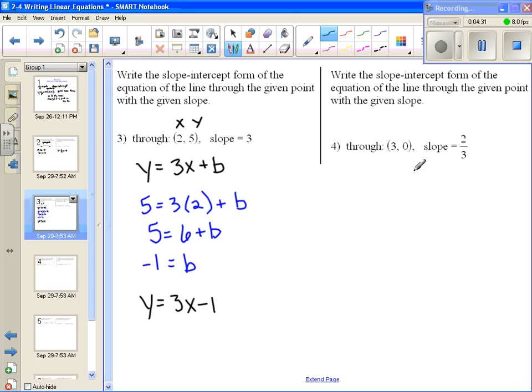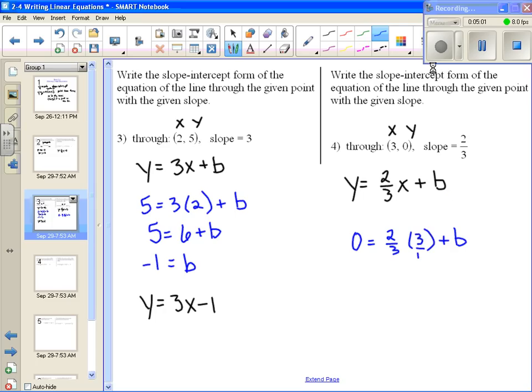All right, so let's give this one a try. If we start by saying we know the slope, so y equals 2/3 x plus b, and we don't know the y-intercept, but I do know that when x is 3, y is 0. So I'm going to substitute a 0 for y, a 3 for x, and if you want, you can put 3 over 1.